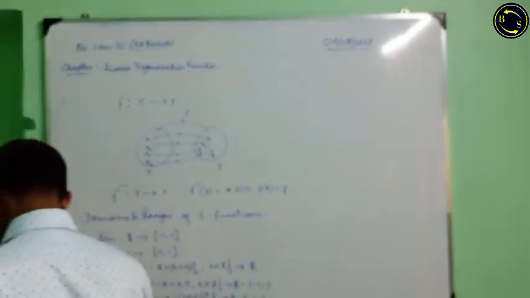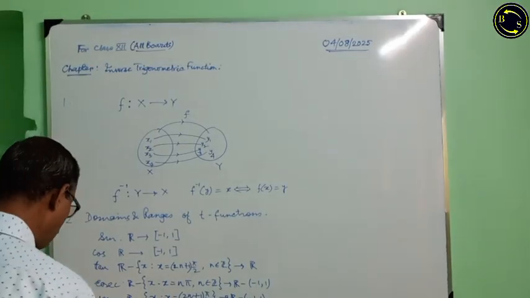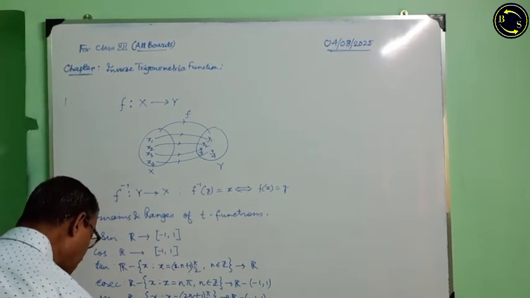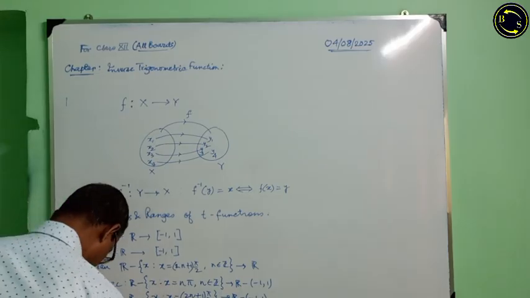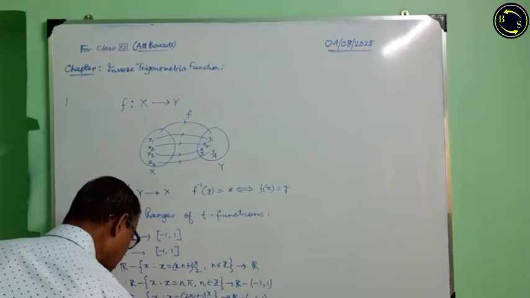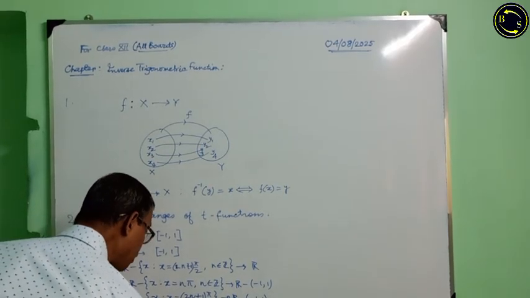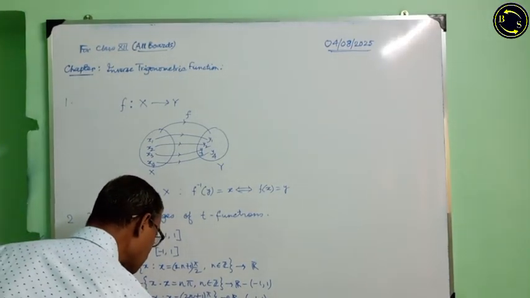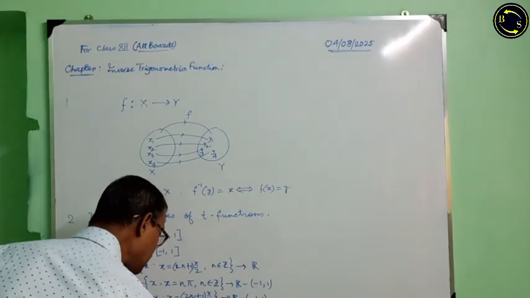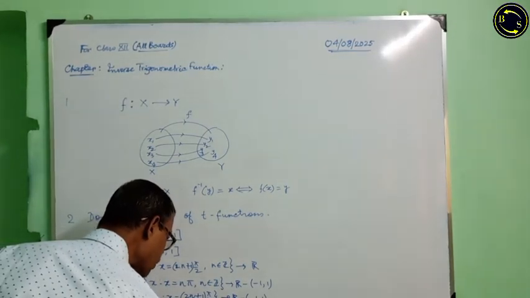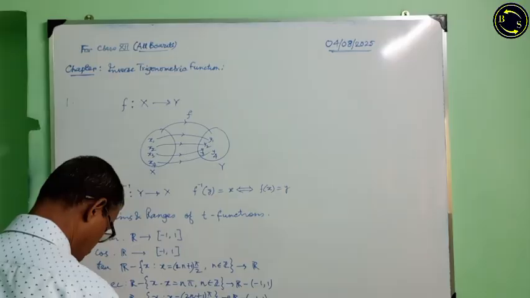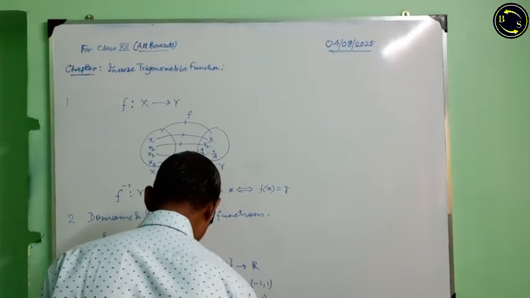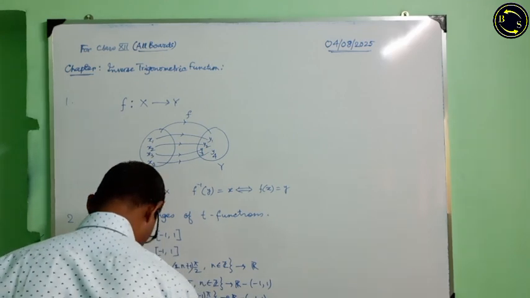And for cot function, domain will be R minus set of x such that x equal to n pi, that is same as that of cosec. N is set of integers, to set of reals.